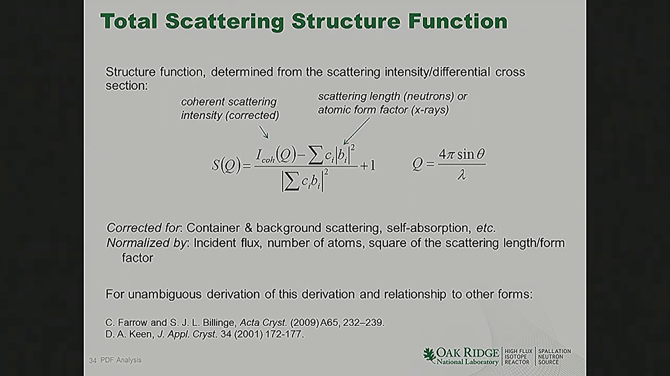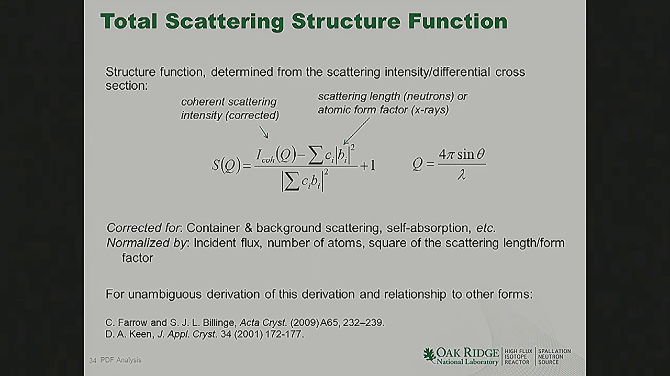The total scattering structure function, I wanted to say a bit about how it is experimentally determined or measured. It is basically the measured differential cross-section with appropriate corrections. So we correct it for container and background scattering and self-absorption of the container and the sample. We normalize by the incident flux, number of atoms, and square of the scattering length or form factor for X-rays.